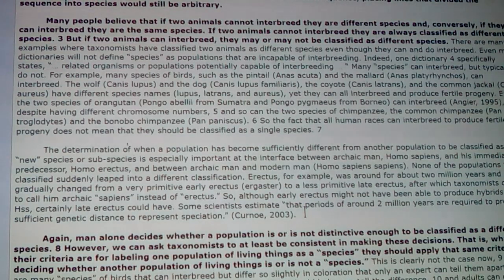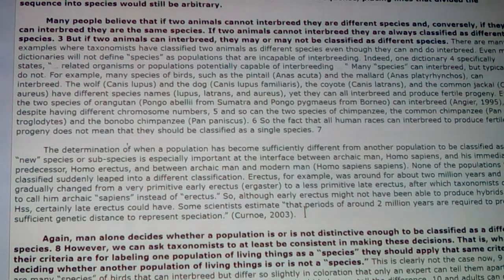Many people believe that if two animals cannot interbreed, they are different species. And conversely, if they can interbreed, they are the same species. If two animals cannot interbreed, they're always classified as different species. But if two animals can interbreed, they may or may not be classified as different species. That's an odd one. Let's clarify a little bit.